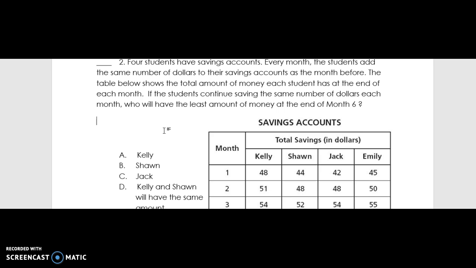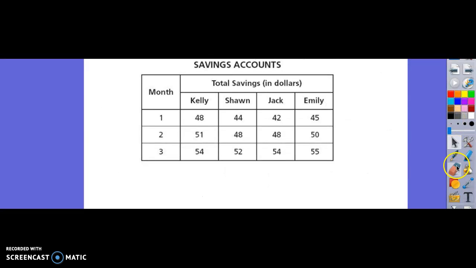I just said 2 key words in there. The least amount of money at the end of month 6. It's very important to look at those things because we're looking for the smallest amount of money at the end of this month 6. These only go to month 3, so we have to do a chart and continue it for month 4, month 5, and month 6. So let's go ahead and continue our chart.